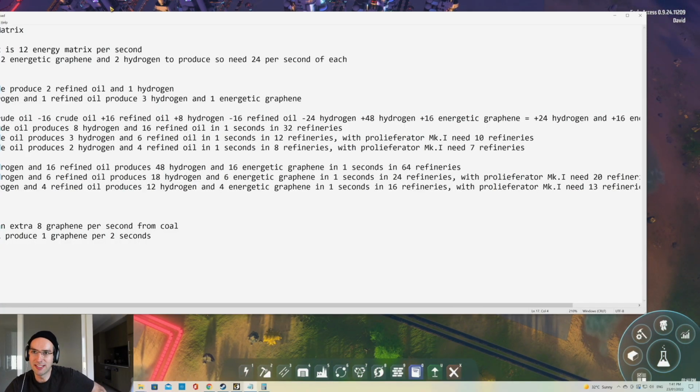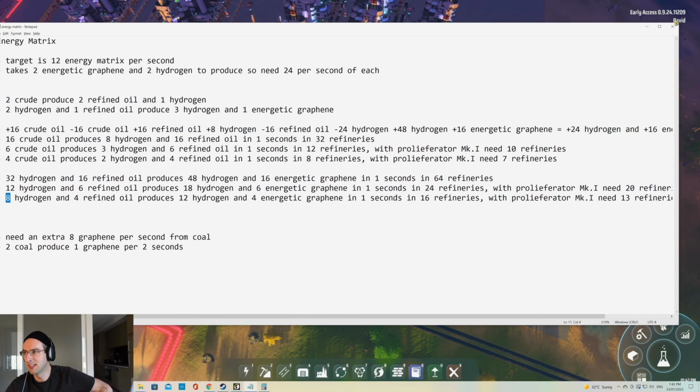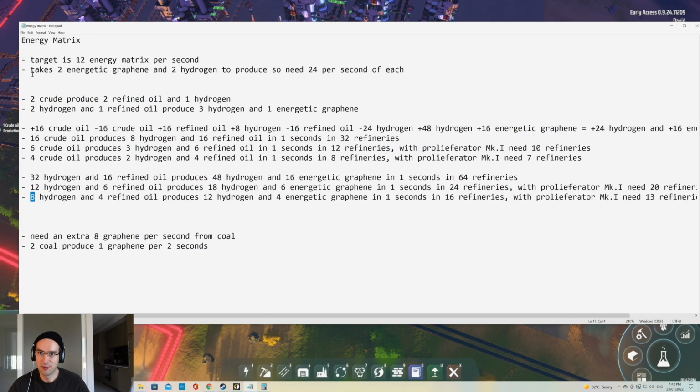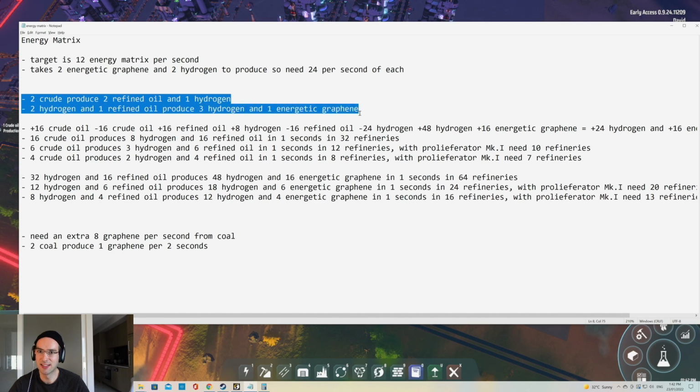So if we look at the numbers here, right? These are all the numbers that we need to be thinking about. So the target is 12 energy matrix per second, right? It takes 2 energetic graphene and 2 hydrogen, so we need 24 per second of each, right? And then the next thing is that we need to look at this recipe to figure out what the balances are.